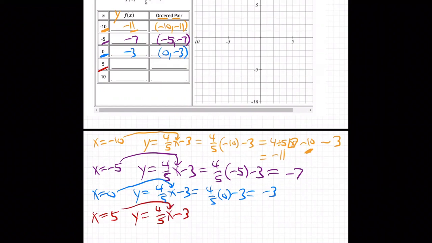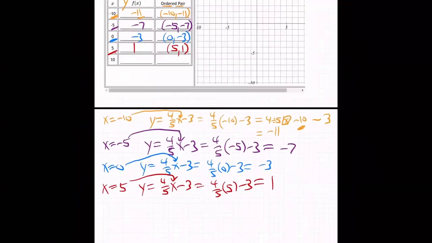Now plug in the 5. It's a little tedious here. Hit the buttons on your calculator. I'll get 1. That's the point 5, 1. And then the last one, 10.